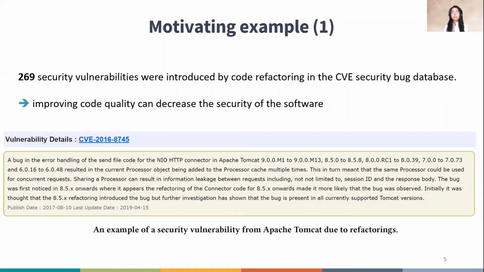This figure shows an example of a vulnerability from Apache Tomcat due to refactorings that improved the abstraction of the architecture. However, it caused information leakage, including session ID and the response body. This security bug impacted the confidentiality, integrity, and availability of Apache Tomcat in several releases between 7.0 and 9.0.